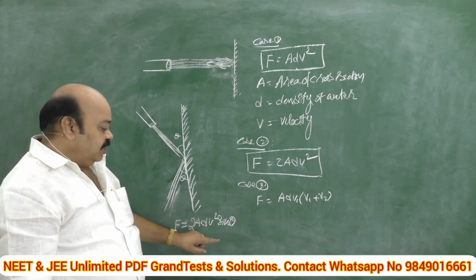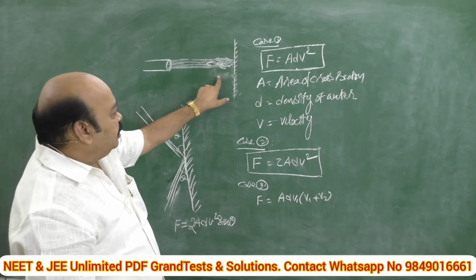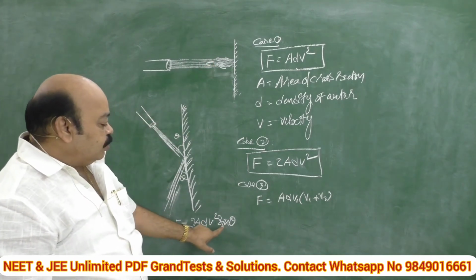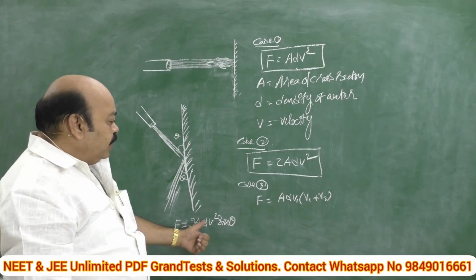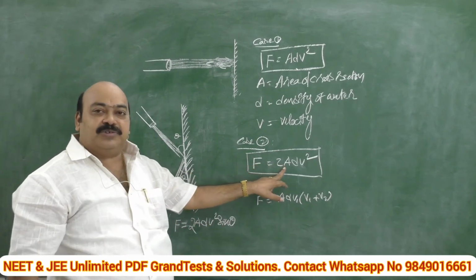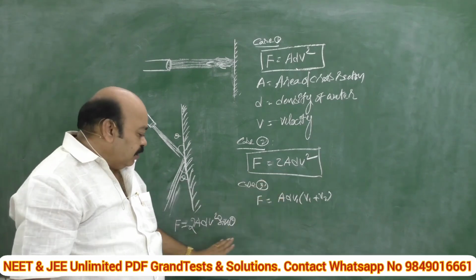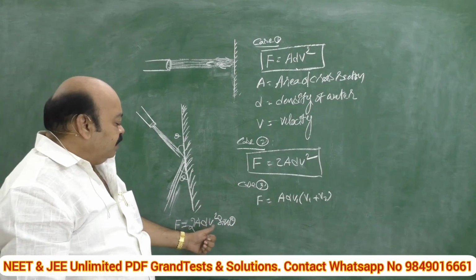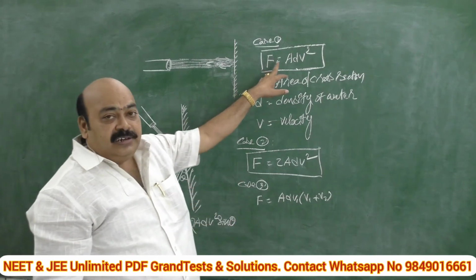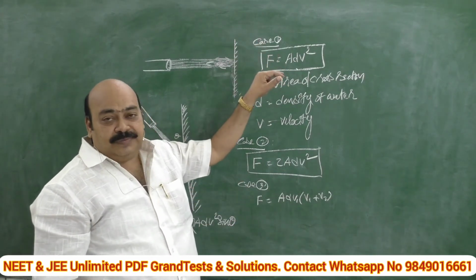In our limits. See, here it is striking the wall at 90 degrees now. Sin 90 is equal to how much? Sin 90 is 1. Then force is equal to 2AdV square, as it is in good agreement with case 2. If it does not rebound, it is AdV square sin theta only. AdV square into sin 90 is 1. Yes, it is in good agreement with case 1.